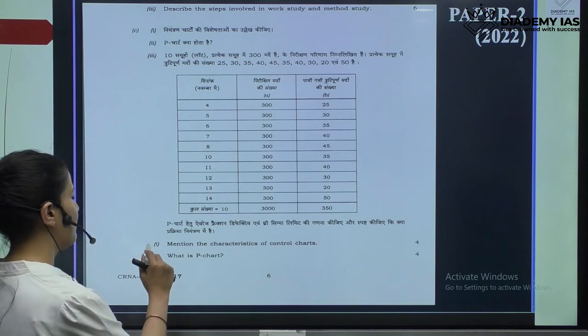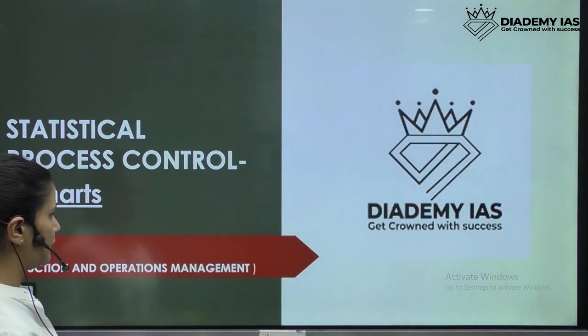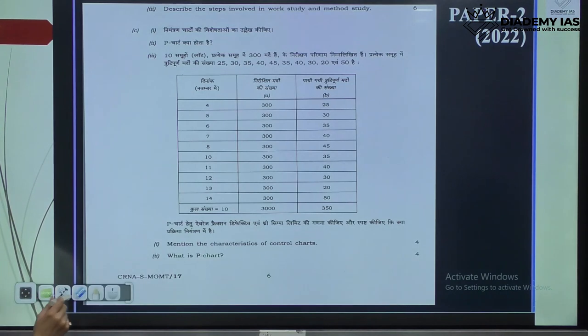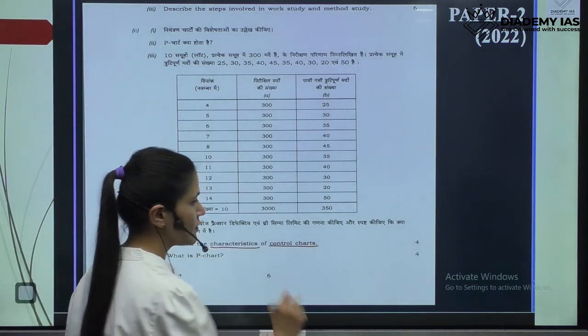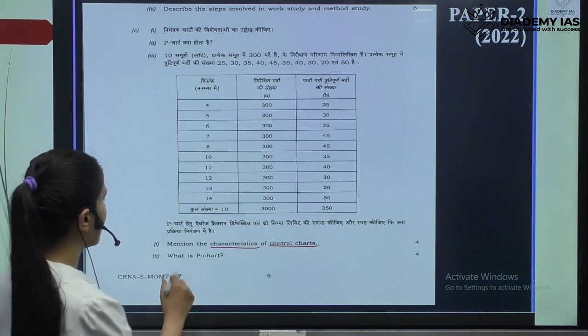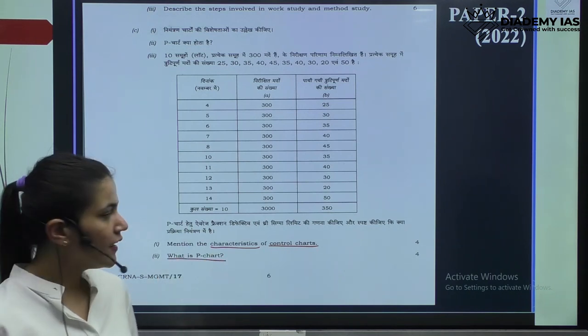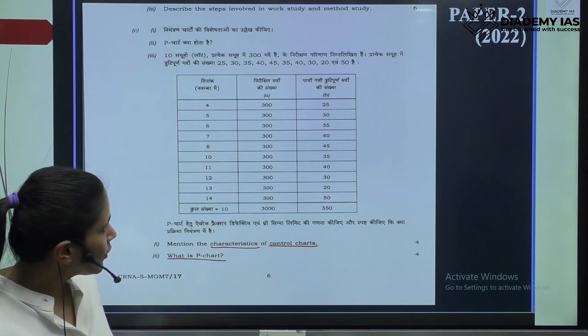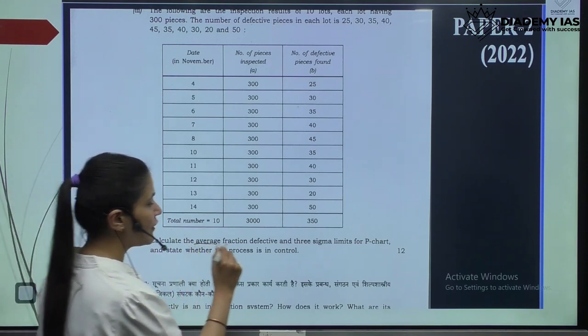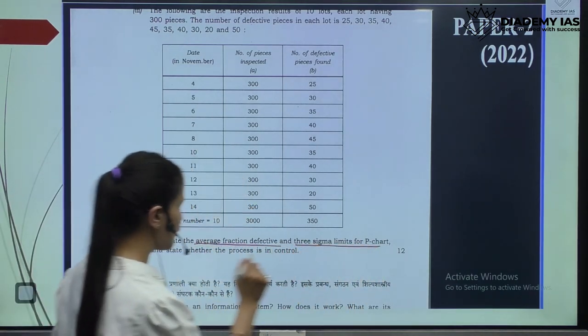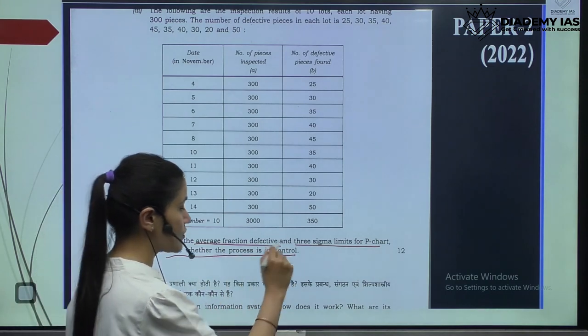They have asked you to mention the characteristics of control charts, which I'm going to be explaining to you in today's class. Also, they have asked you specifically what is P charts. These are 4-marker questions. And in continuation, they have also asked you to calculate the average fraction defective, the 3 sigma limits for the P charts, and to state whether the process is in control.